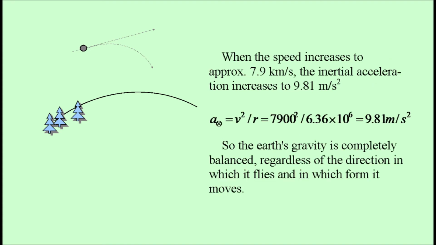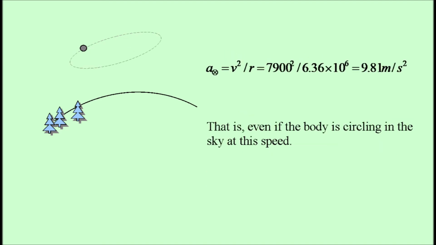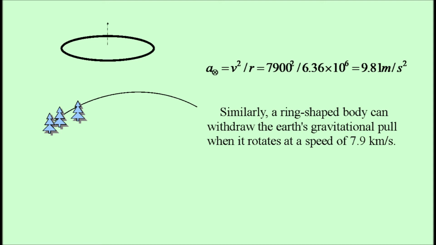When the speed increases to approximately 7.9 km/s, the inertial acceleration increases to 9.81 m/s². So the Earth's gravity is completely balanced, regardless of the direction in which it flies and in which form it moves. That is, even if the body is circling in the sky at this speed. Similarly, a ring-shaped body can withdraw from the Earth's gravitational pull when it rotates at a speed of 7.9 km/s.